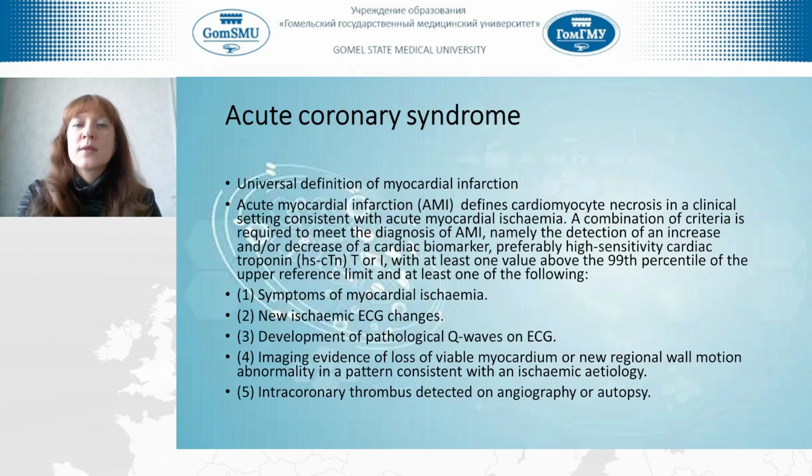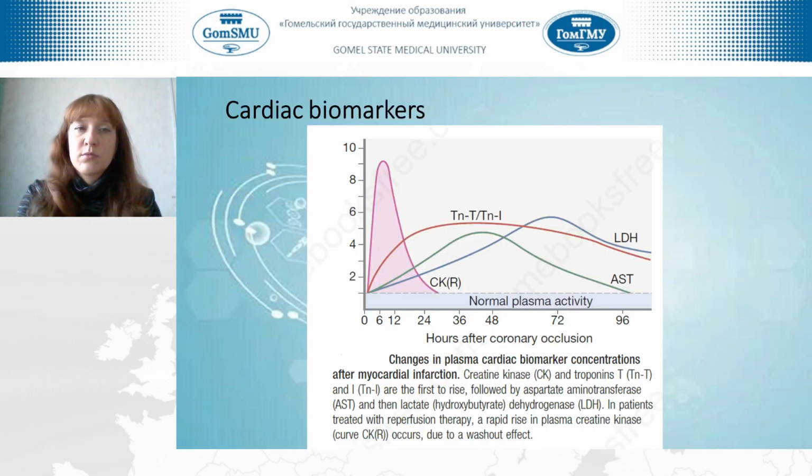Symptoms of myocardial ischemia. New ischemic ECG changes. Development of pathological Q waves on ECG. Imaging evidence of loss of viable myocardium or new regional wall motion abnormality in a pattern consistent with an ischemic etiology. Intracoronary thrombosis, defect on angiography or autopsy.